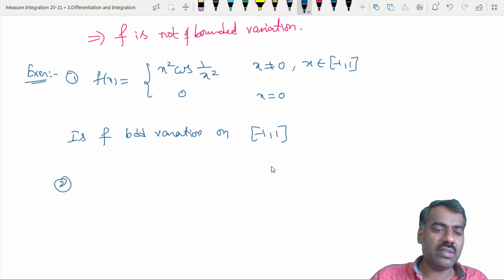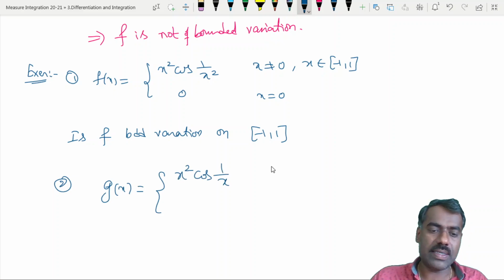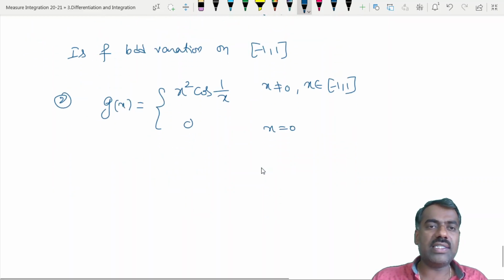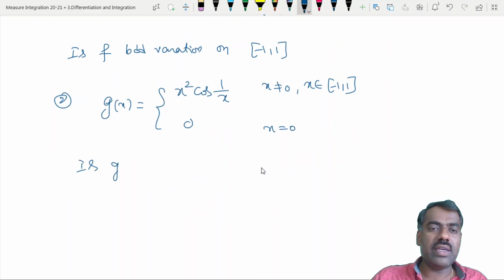And the second one, say g of x, is similar, but the only thing is it is cos 1 by x, for x not equal to 0 and x belongs to minus 1 to 1, and 0 if x is equal to 0. Check whether g is of bounded variation or not on this interval minus 1 to 1.